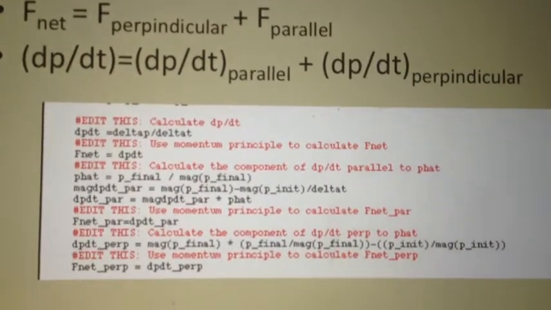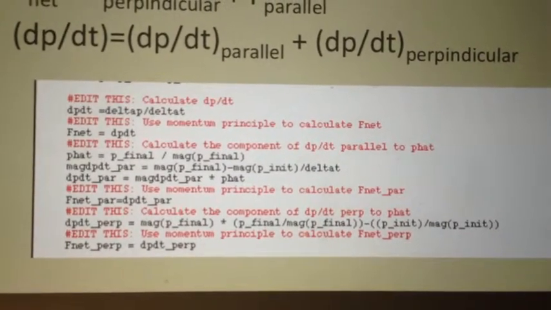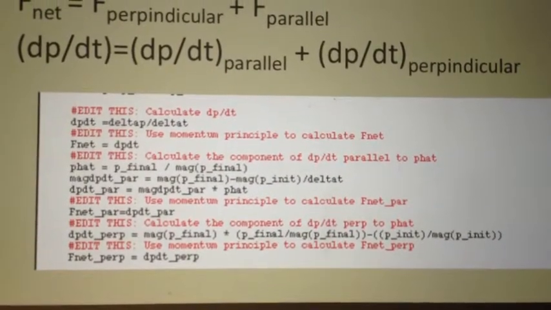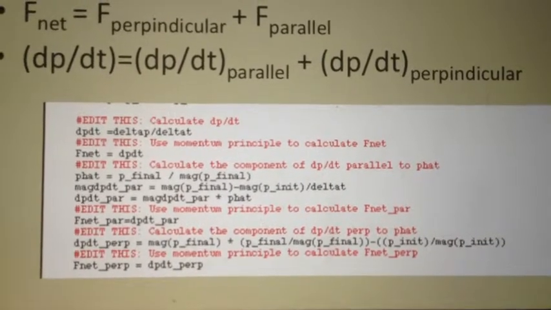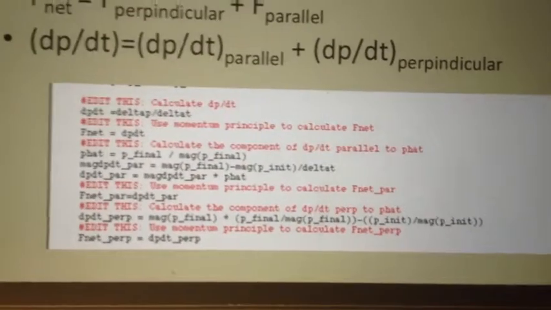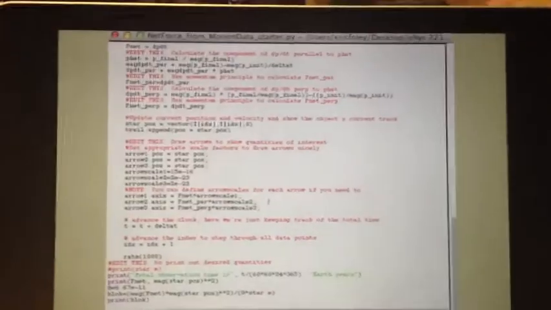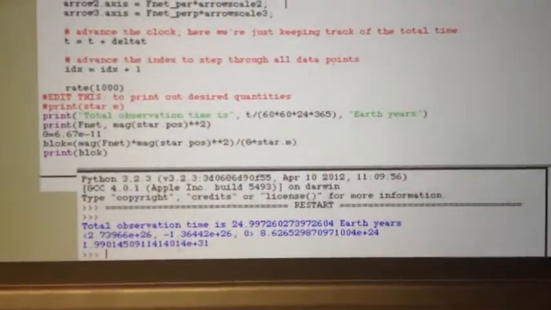And then farther down, we found dp/dt perpendicular using the sum of dp/dt parallel and dp/dt perpendicular. So we got dp/dt overall minus dp/dt parallel, so that is equal to dp/dt perpendicular. So this is all my code, and when I ran it, it output the mass of the black hole, and that was my conclusion about the mass of the black hole.